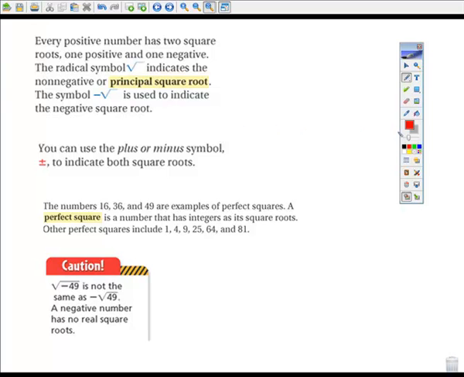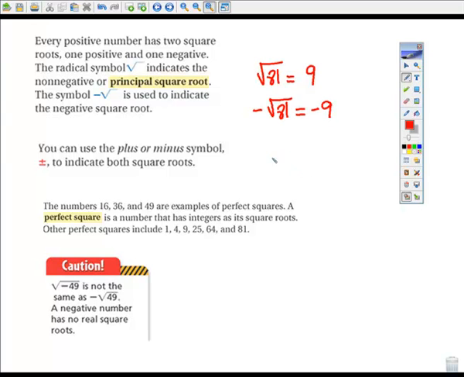All right, every positive number has 2 square roots, one positive and one negative. Here's the radical symbol, and it indicates the non-negative or positive principal square root. And this symbol, negative square root, is used to indicate a negative square root. For example, I can have the square root of 81, and I would say that that's 9. If I write negative square root 81, then I want to make that answer negative 9.